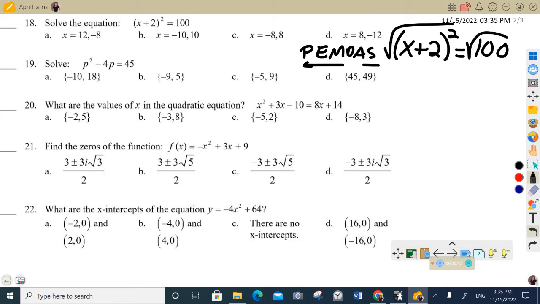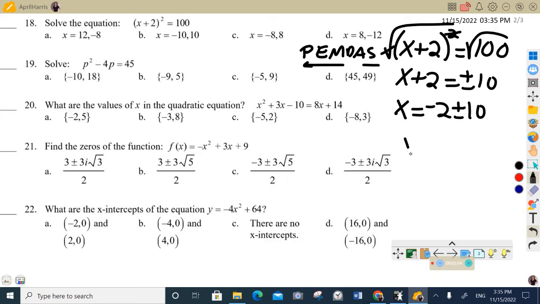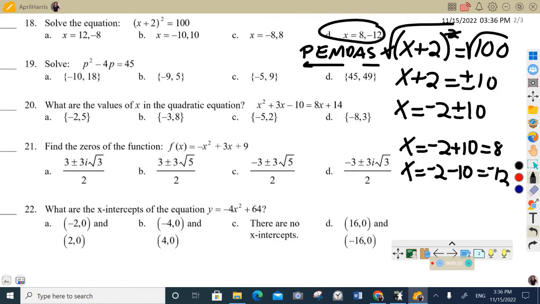So you're going to square root the left, square root the right. The square root and the squares cancel. You're left with x plus 2 equals plus or minus 10. Then you subtract 2 on both sides, so x equals negative 2 plus or minus 10. You're going to have two answers. One is negative 2 plus 10, which is 8. The other is negative 2 minus 10, which is negative 12. And so the answer is D, 8 and negative 12.